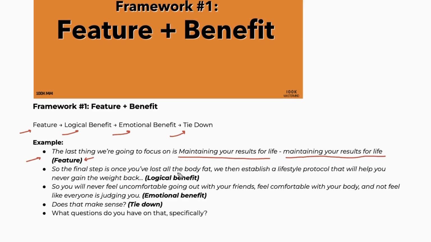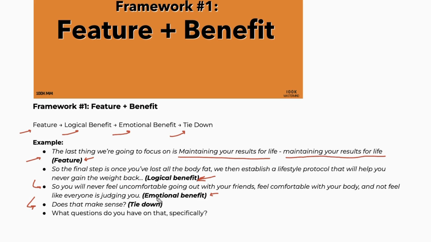So the final step, once you've lost all of the body fat, we then establish a lifestyle protocol that will help you never gain the weight back. See, logical benefit, never gain the weight back. That's a logical benefit. So what that will do is you will never feel uncomfortable going out with your friends. You're going to feel comfortable inside of your body and not feel like everyone is judging you. Emotional benefit. Right? Because that feeling of judgment, that's an emotion. Things that we feel are emotions. And then we go into a tie down. Does that make sense? What questions do you have on that specifically?